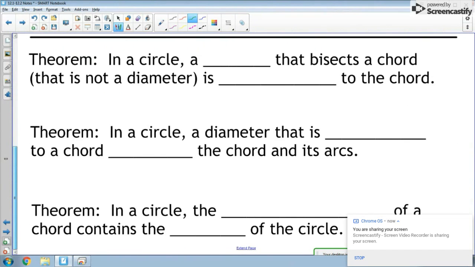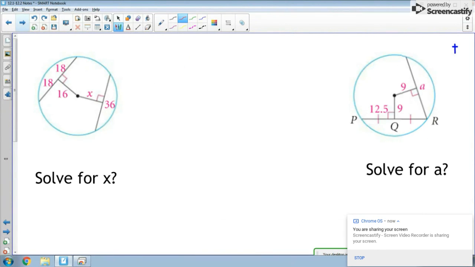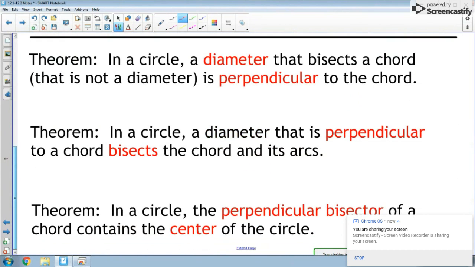And here we go for another few theorems actually here. So here are a few different ones. So in a circle A, we want to fill that in with diameter. And actually, I think I have these all written in. So let me just go to where I have them all written in. Perfect. So there we go.